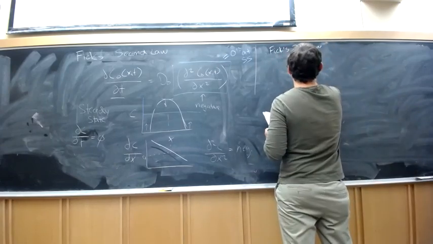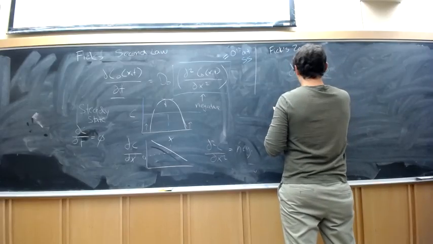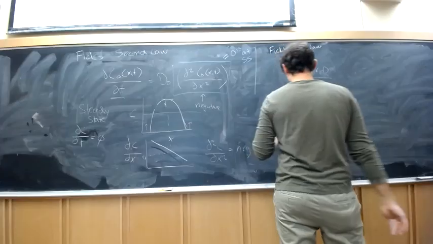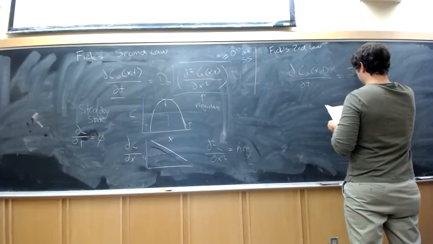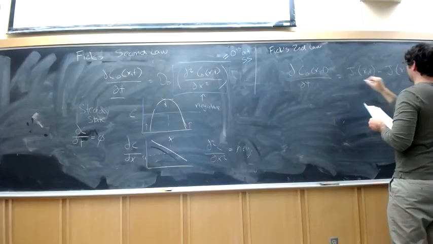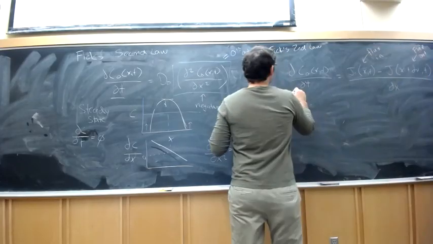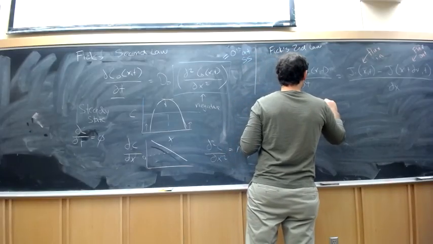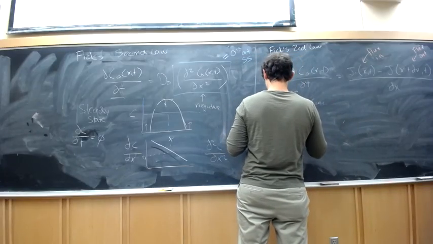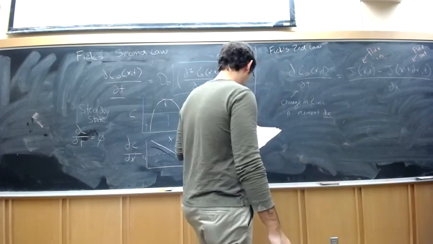So let's write this out. dc_x(t)/dt. The change in any unit is just going to be, as we wrote there, the flux in minus the flux out. And this is the change in concentration in element dx over time.